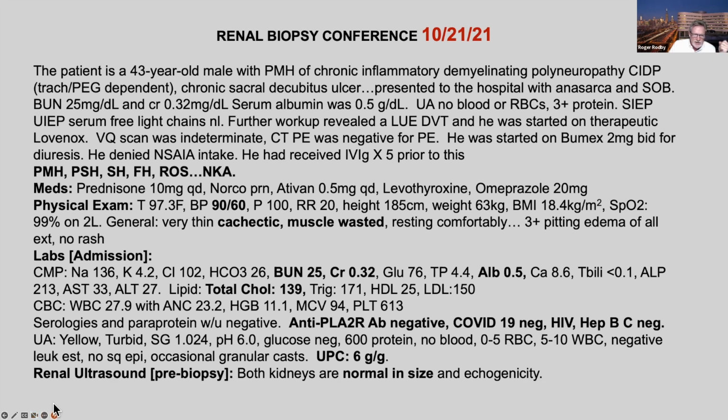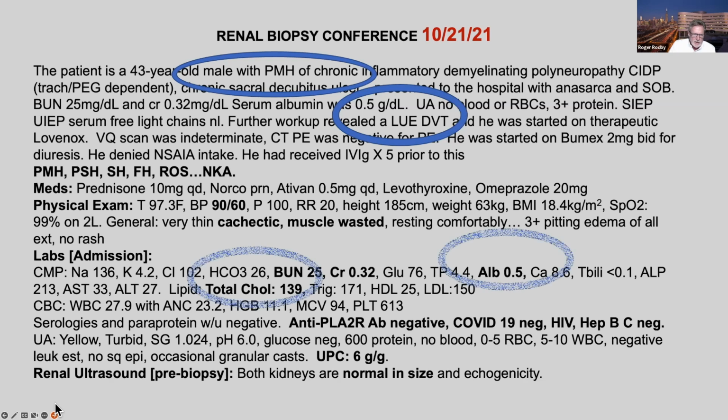So when we looked at this case, we focused on a few things. One was his sacral decubitus, and the consideration that he might have secondary amyloid from chronic infections. Another was the fact that he had a DVT and the concern that possibly a little stronger association with membranous. He had a very low albumin, was very nephrotic, and that always points us towards minimal change disease, but his cholesterol was only 139, and I believe we actually went into that a little bit. That would be highly unusual.